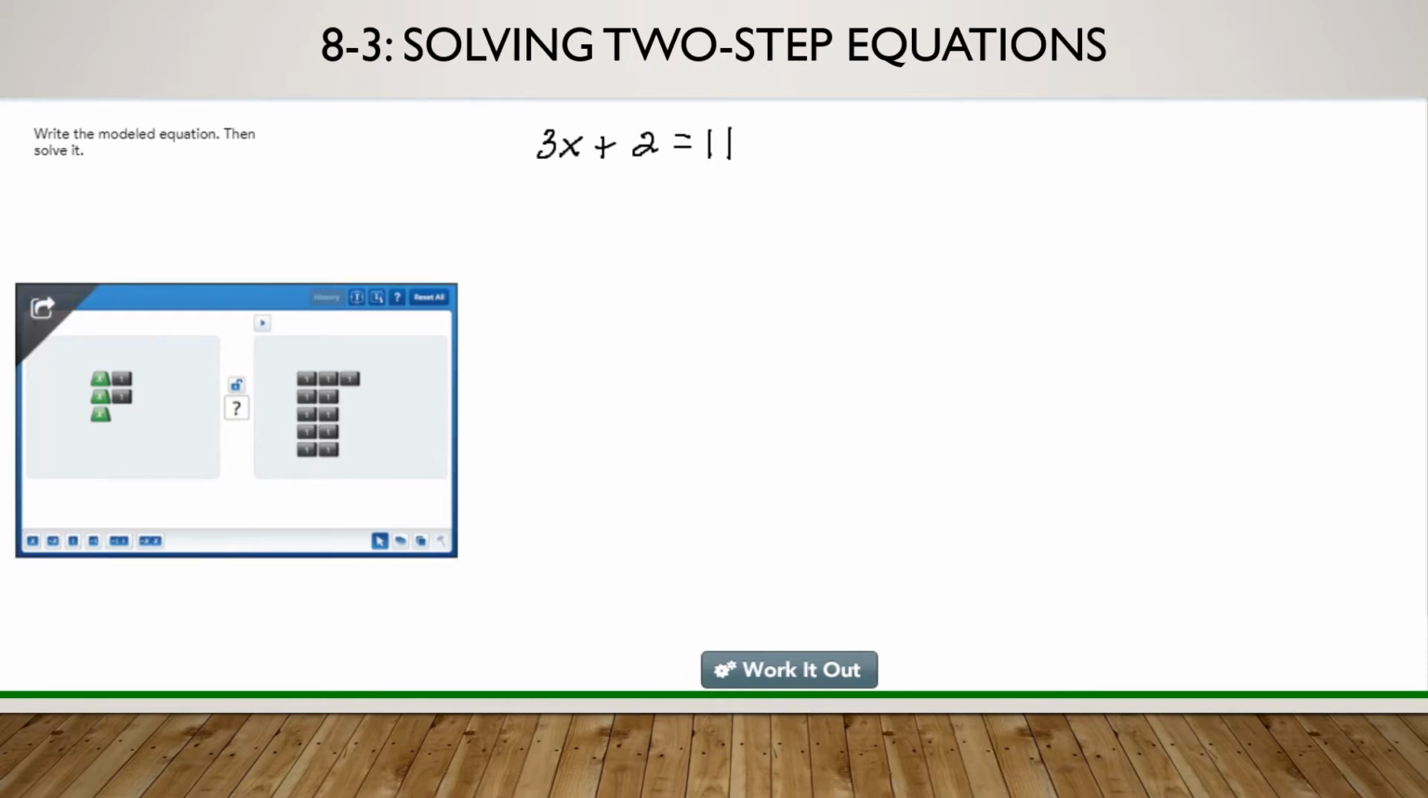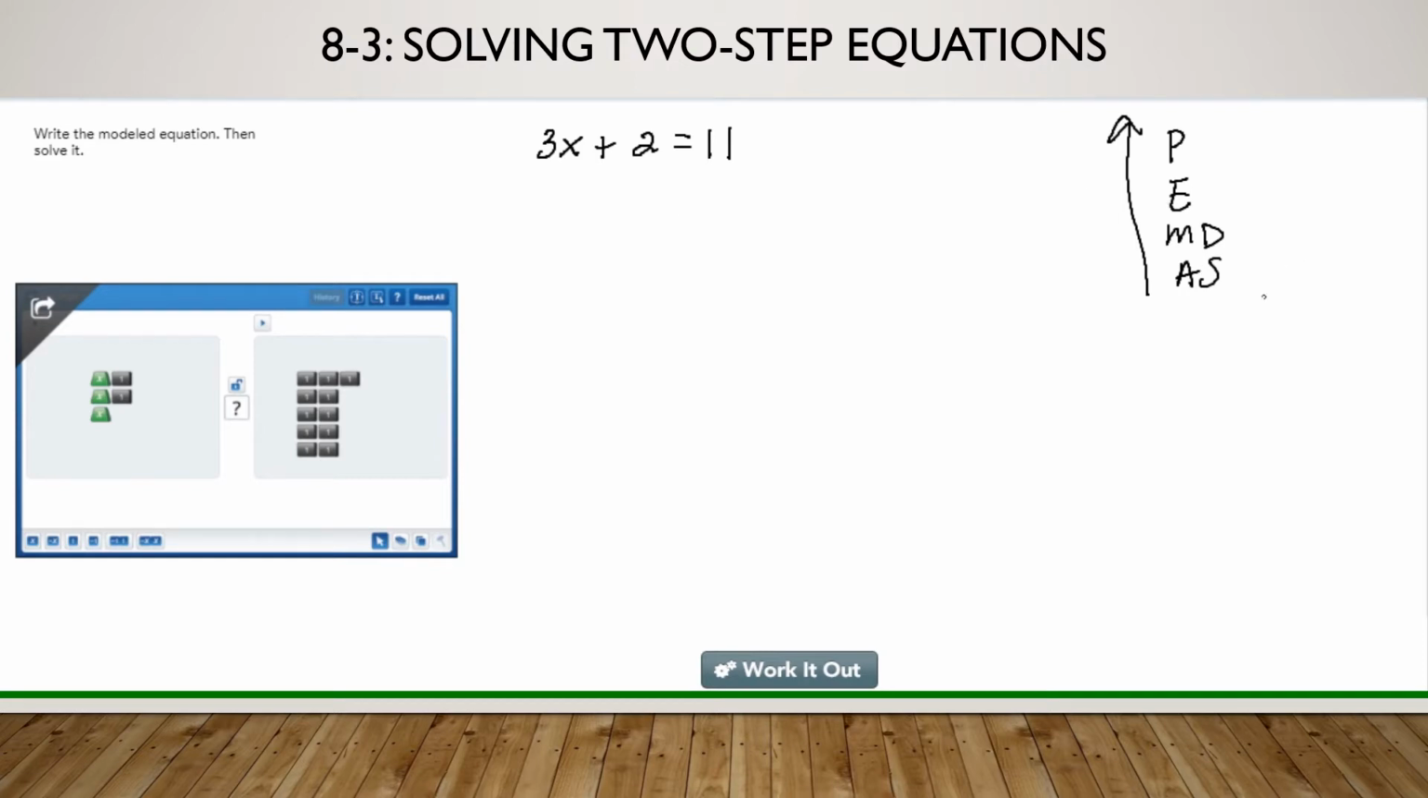Now I'm going to solve this problem, 3x plus 2 equals 11, algebraically. When we are solving for variables, we have to use something I like to call the order of operations in reverse. You may have heard of please excuse my dear Aunt Sally, or PEMDAS. When we're solving for variables, instead of going from top to bottom, we're actually going to go from bottom to top. This is the way we have to start undoing things.